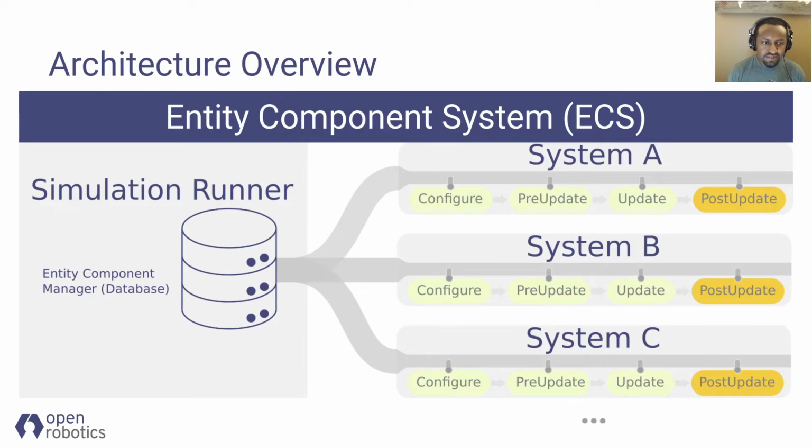And these systems interface with external software, for example, with Ignition Transport. And it's this relationship of entities and components and systems manipulating those components that really makes up Ignition Gazebo. And the systems can be plugins, so shared libraries, or they can be classes built into Ignition Gazebo. And surprisingly, we were able to build many of the core features of Ignition Gazebo as systems, not built into a core software, but as plugins that can be loaded and unloaded.